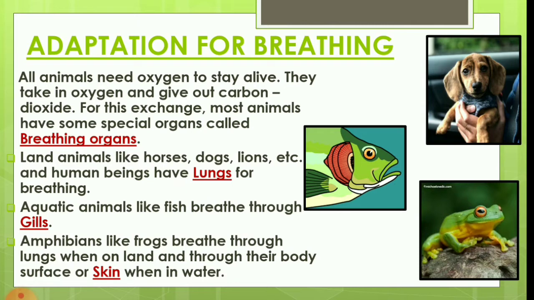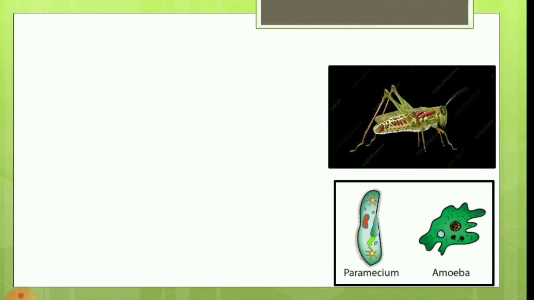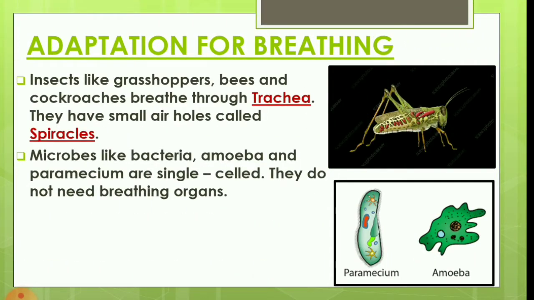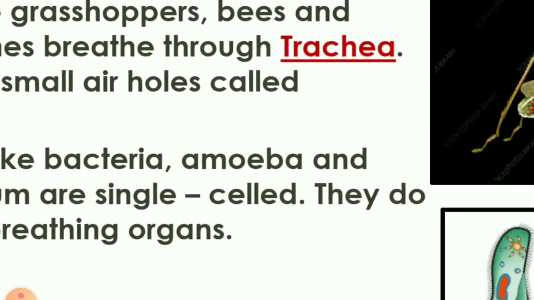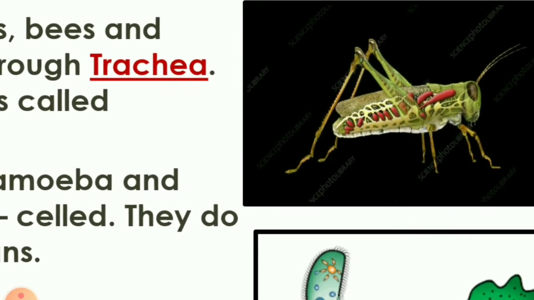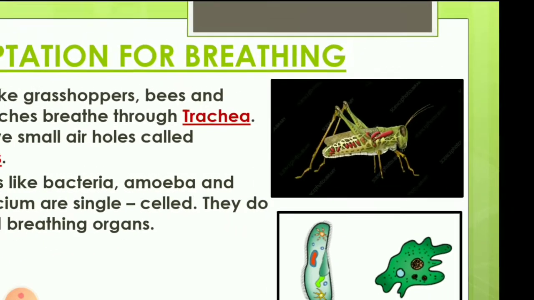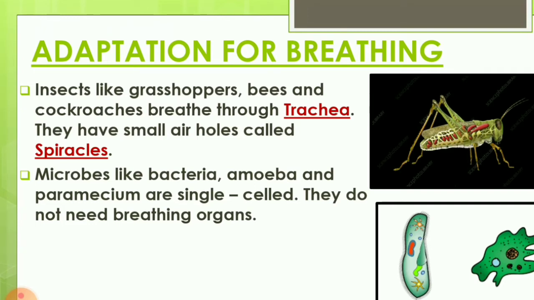Now this frog, what they do when they are on land, they breathe with the help of lungs, and when they are in water, they breathe through their skin. Okay. Next is insects like grasshoppers, bees and cockroaches, which breathe through trachea. They have small air holes called spiracles. Now this grasshopper or insect, can you see this red color in the body? This is known as trachea, and there are very tiny holes present on the surface of their body that are known as spiracles. So what do these spiracles do? They absorb the oxygen from the surrounding and give it to trachea. Trachea absorb the oxygen and release carbon dioxide, and this carbon dioxide is again released through the spiracles, the holes present on the body.